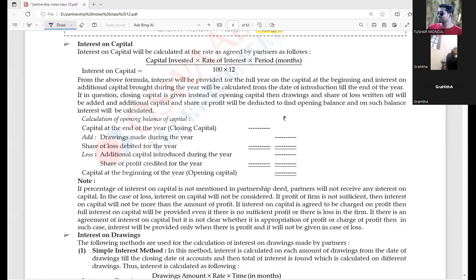Now, first thing is the interest on capital formula. We know very well how to do that formula. But the thing is, interest on capital is always calculated from the opening capital. So what should I do? From the capital at the end, that is the closing capital, I should add back the drawings.